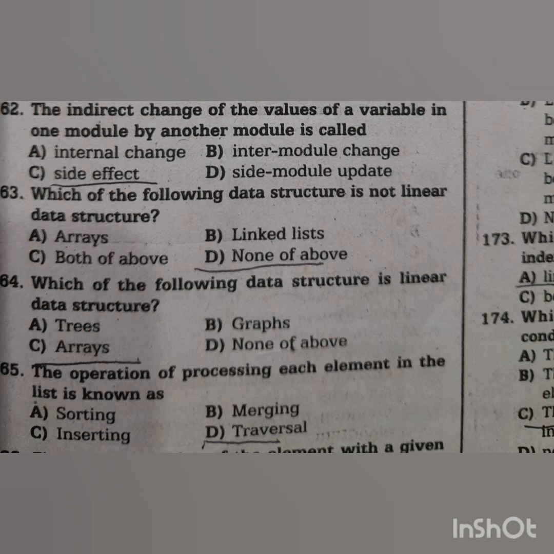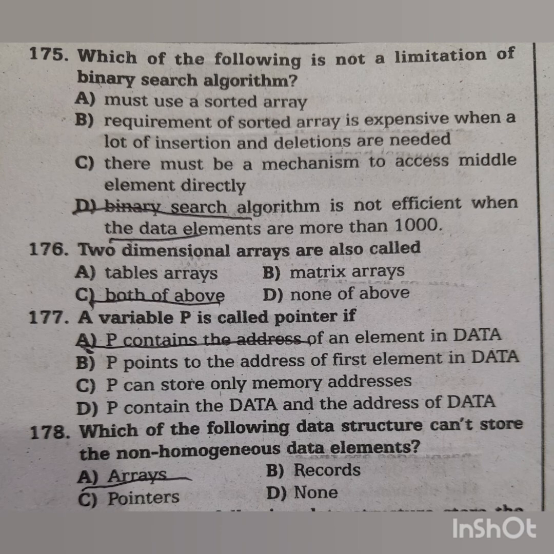Which of the following data structure is not linear data structure? None of these. Which of the following data structure is linear data structure? Array. The operation of processing each element in the list is known as traversal. Which of the following is not a limitation of binary search algorithm? Binary search algorithm is not efficient when the data elements are more than 1000. Two-dimensional arrays are also called table arrays and matrix arrays. A variable p is called pointer if p contains the address of an element in data.